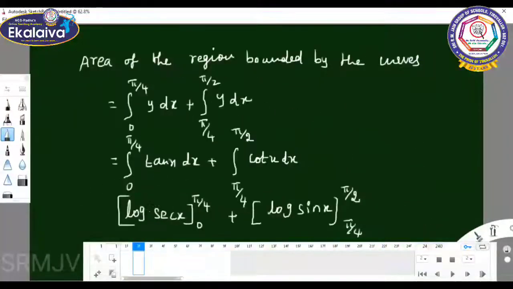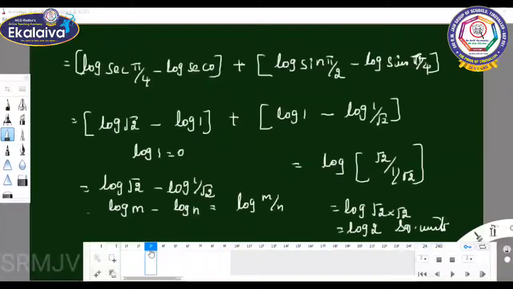See, tan x equals log of modulus of secant x, and the integral of cot x is log of modulus of sin x. The same way you can proceed. Log of modulus of secant pi by 4 and secant pi by 2, modulus of sin pi by 2 and modulus of sin pi by 4. So modulus of root 2, modulus of 1, and here also modulus of 1 and modulus of 1 by root 2. Log of mod 2, log of modulus of 1 by root 2. So root 2 into root 2 gives log of mod 2. See the next sum.